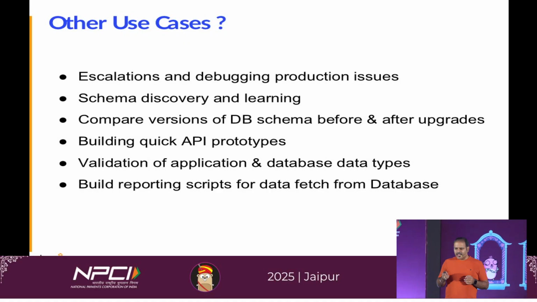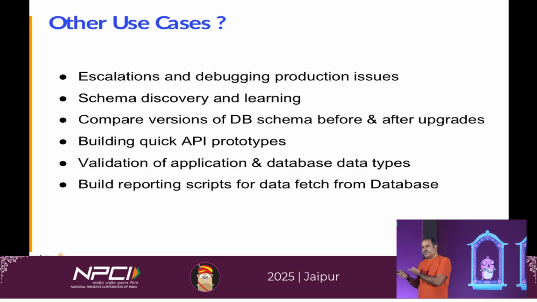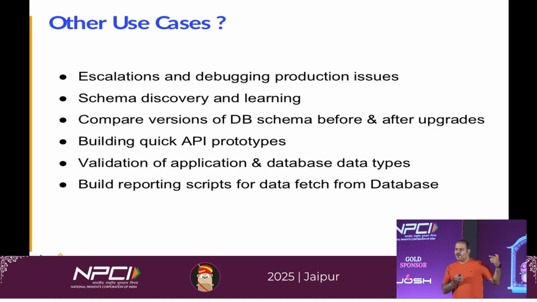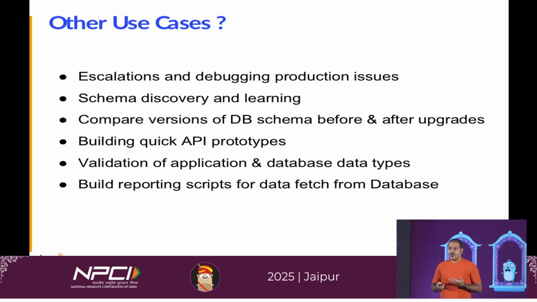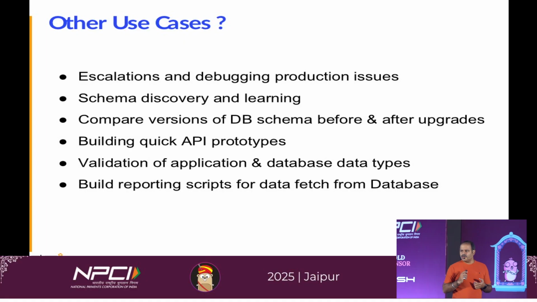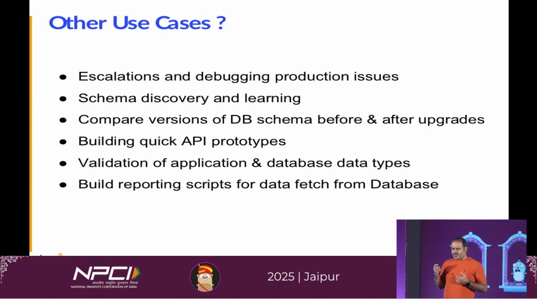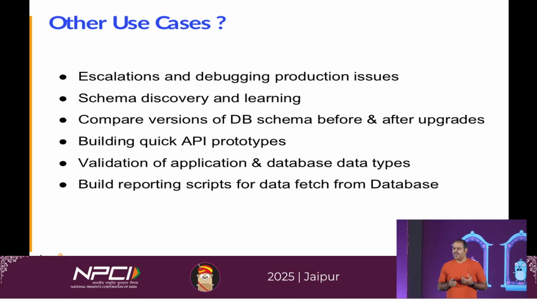Building quick API prototypes is always there. And one thing that we have figured out is that your SQL tables have certain data types, and your code has certain data types. If there is a mismatch, this has helped us figure out a couple of issues on that front as well. And then reporting and building scripts on top of your existing databases to report, say, new feature adoption or something of that sort. It has helped us quickly build these reporting scripts to help monitor your features on production.